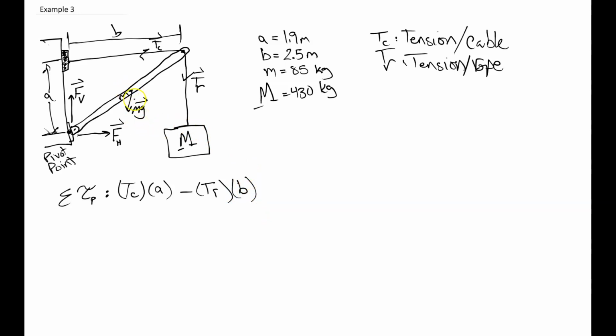And then we have the weight of the beam, which is mg. It's pointing in a clockwise rotation, so that's going to be another minus. And its vertical distance from where mg is pointing to the pivot point is 1/2 B, and the sum of all of those torques has to equal 0 if it's in equilibrium.